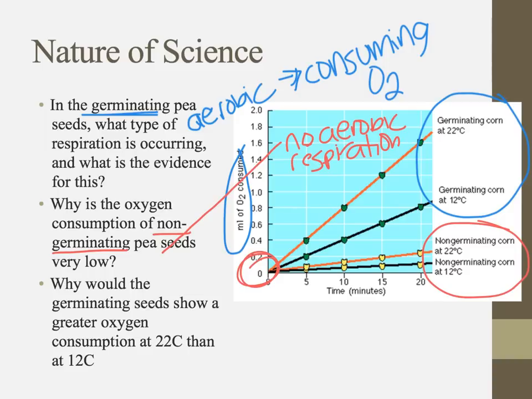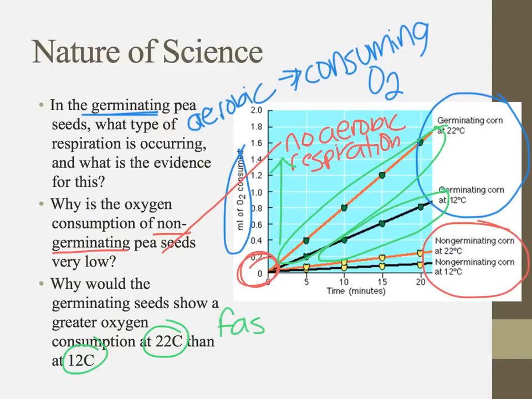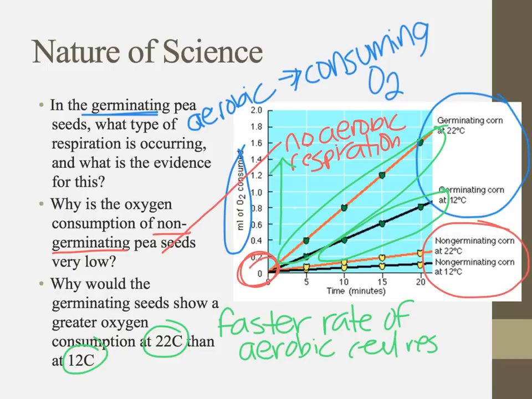And then in this last one, we were asked, why would the germinating seeds show a greater oxygen consumption at 22 than 12? So here's 22 versus 12. If something is consuming more oxygen, that must be because it's undergoing a faster rate of cellular, or I should be specific, aerobic cellular respiration. I'm going to abbreviate there because I'm really tired of writing on this screen, sorry. So it's going at a faster rate of aerobic respiration, which is why it's consuming more oxygen.